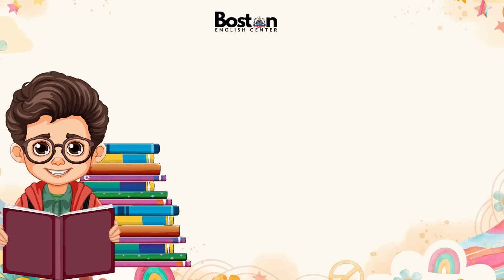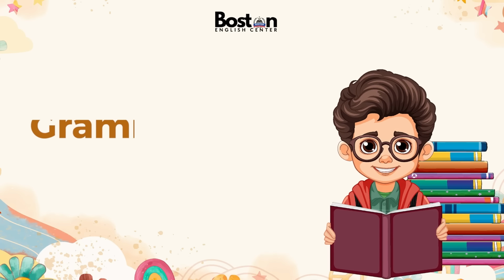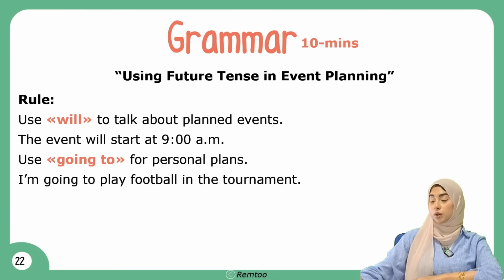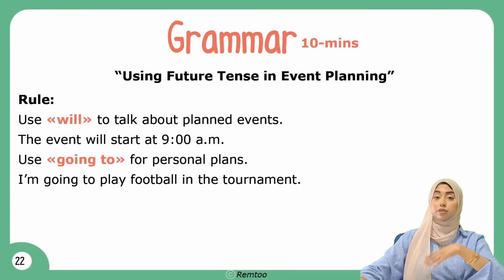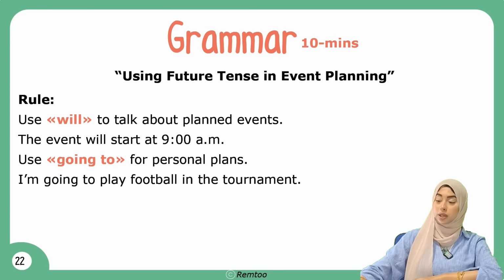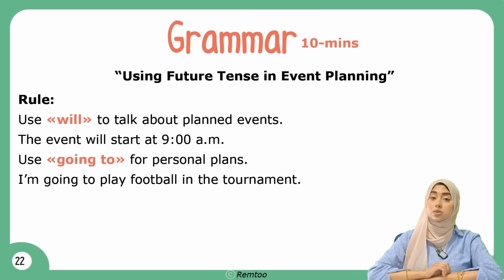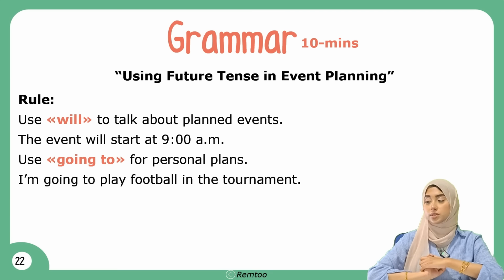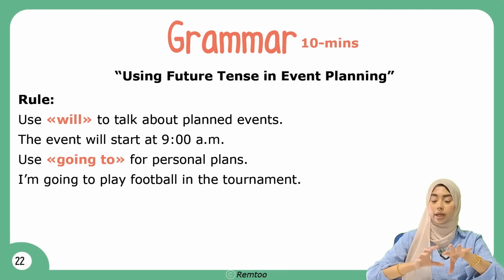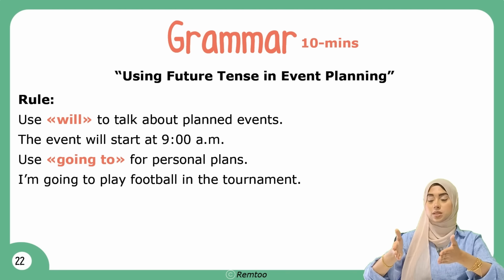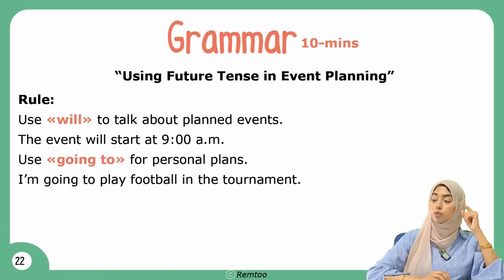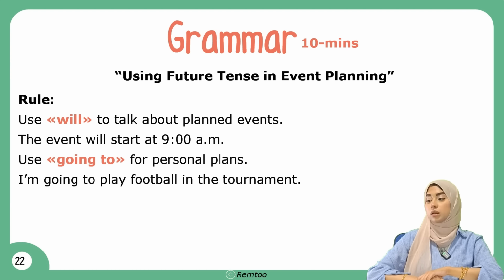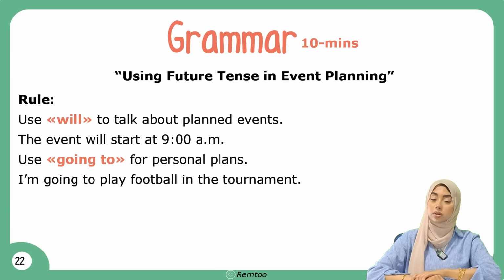Okay, let's see the grammar part. Well, here in the grammar, we just have to learn how to use the future tense in speaking about event planning. So simply we have 2 points. Use will to talk about planned events, okay? And of course, will is followed by the verb in the base form, I mean without any additions. So for example, the event will start at 9 a.m. Here we have will and start, without any additions, just the verb as it is, okay? Well, and then we have going to for personal plans. For example, I'm going to play football in the tournament. This is a personal plan.